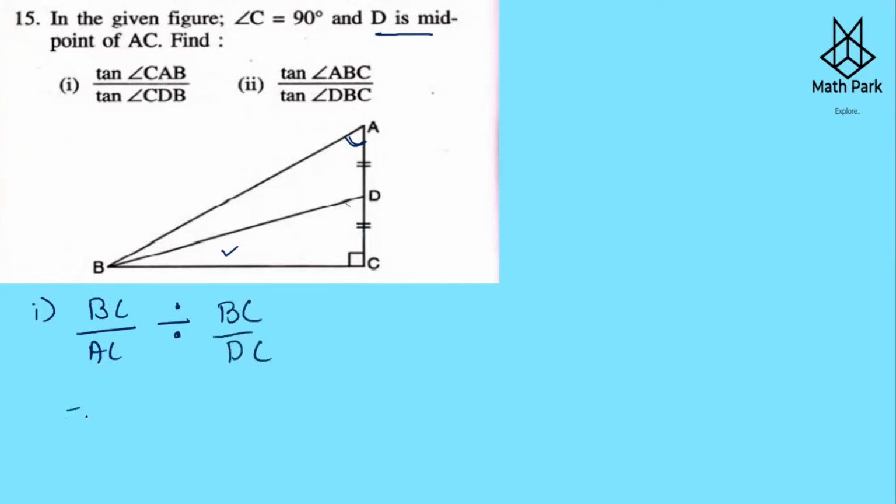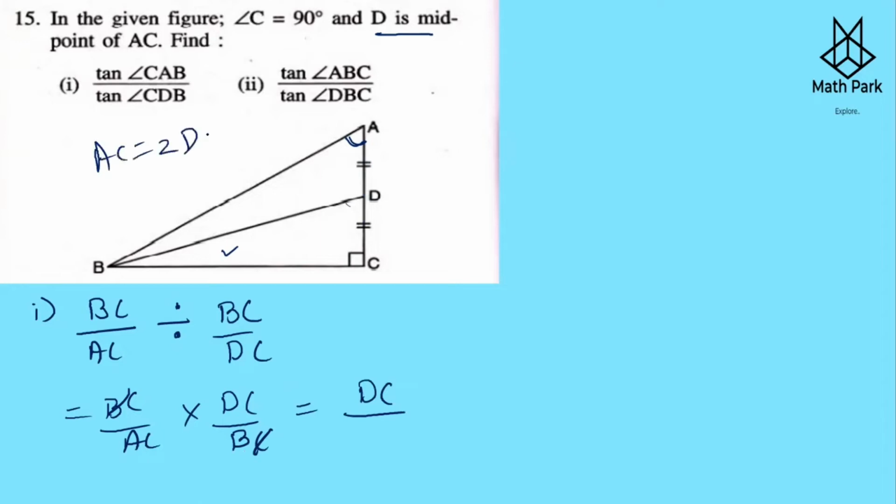So let us simplify this. We get BC upon AC into DC by BC. So this BC and BC got cancelled. Now, since D is the midpoint over here, AC is 2DC. So we have DC upon, instead of AC, we write 2DC. So this is how we get this as 1 by 2. The first part we got answered as 1 by 2.